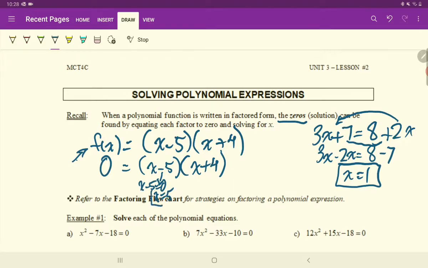So x equals 5 here, x plus 4 equals 0, x equals negative 4. These are our two x-intercepts. These are what's called the solution. That's what x is equal to. Just like this was a solution for x, these are solutions for x. It's another strategy on how to solve polynomial expressions. But we're going to be given equations in standard form, and we're going to have to factor them to get them in this format here, where you have two factors multiplied by each other.